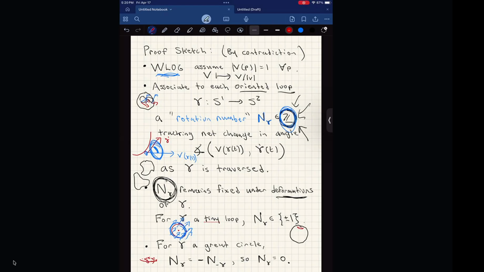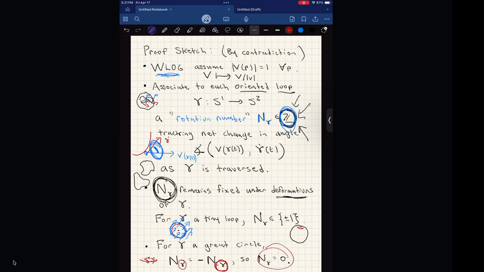And so if I look at what's happening to my rotation number for such a great circle, or what I'll call minus that great circle with the opposite orientation, I am seeing that my rotation number is equal to minus the rotation number. If I reverse the orientation, it's not difficult to see that if you locally watch how this angle is changing, everything's going the opposite direction. So this tells you that your rotation number has to be 0.